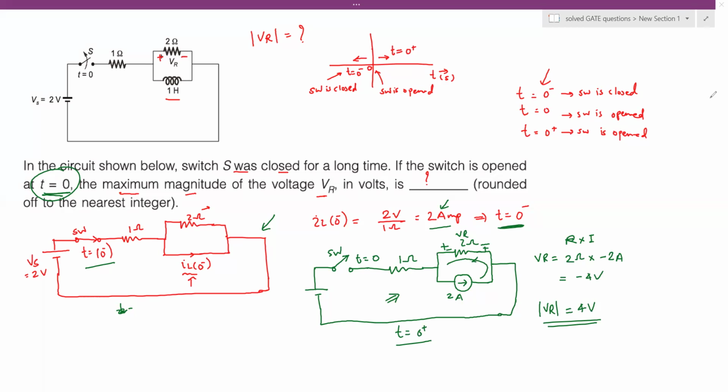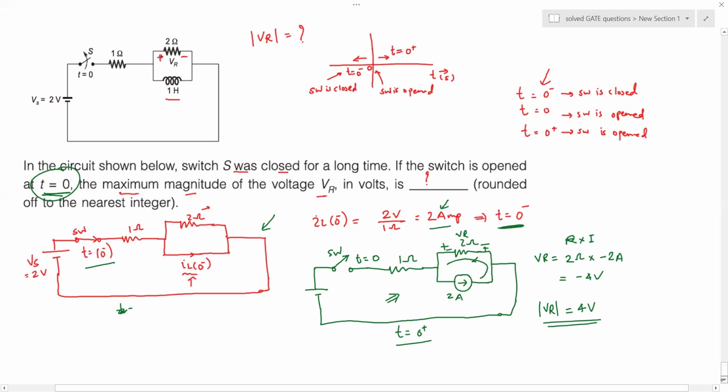Now as an exercise, instead of the inductor, let's say there is a capacitor right over here in the second example, and then again give me the voltage VR. That is an exercise for you. You do that and put your answer into the comment section.